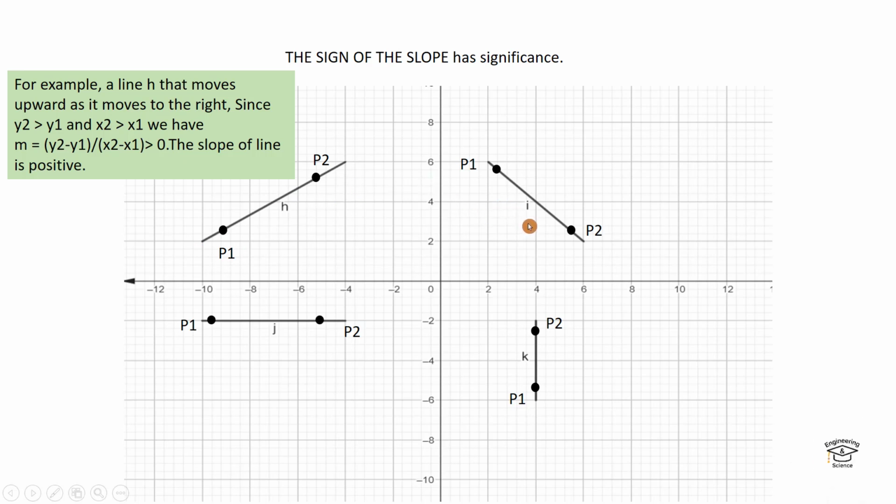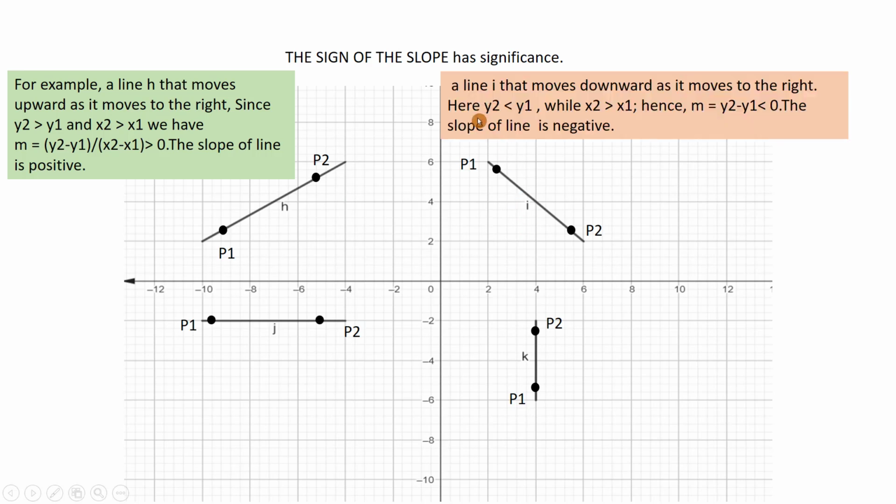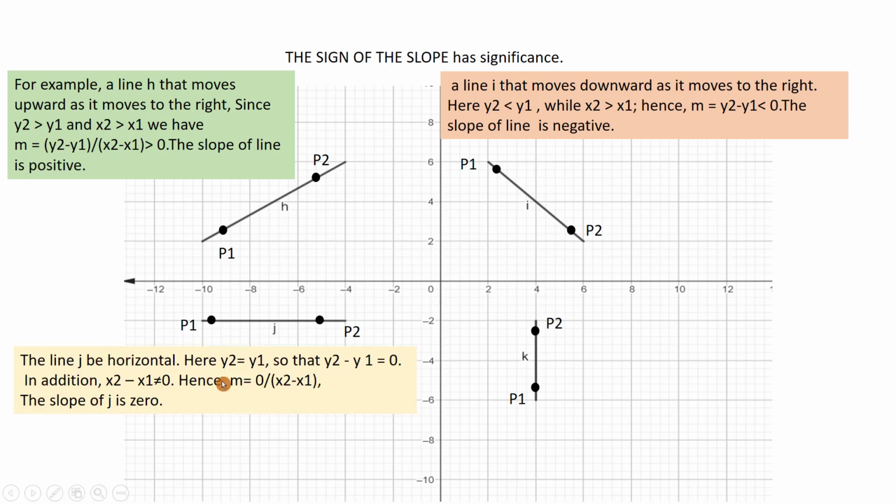Regarding line I, as we see, y2 is smaller than y1, but x2 is greater than x1. The slope will be negative since y2 minus y1 is smaller than 0, so it moves downward. Regarding horizontal line J, as we see, y2 equal to y1, so y2 minus y1 equal to 0, but x2 minus x1 is not equal to 0, so the slope of the line will be 0 over x2 minus x1, which gives 0. Horizontal lines always have a 0 slope.